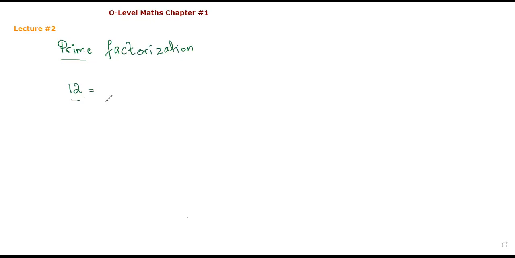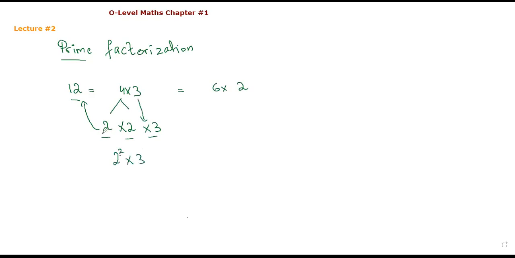Okay, let's talk about 12. 4 into 3 is 12, right? And 6 into 2 is also 12, right? So 4 into 3 is 12. If I break down 4 into prime factors, can I write 2 into 2? And this 3 would come as it is. So 2, 2, and 3. These three numbers are prime factors, and when I'm multiplying these three numbers, I am getting 12. So the prime factorization of 12 is 2 square into 3.